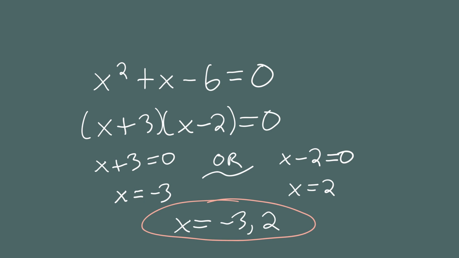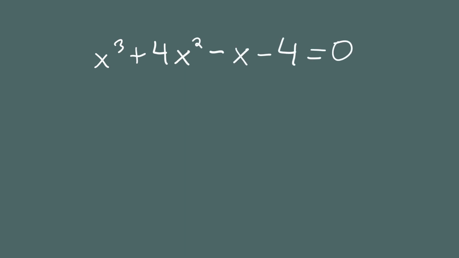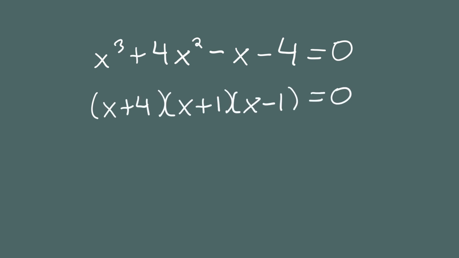Let's see another example. Let's return to the other polynomial that we factored earlier, and that is x cubed + 4x squared - x - 4 = 0. So here we have an equation, and we factored the polynomial on the left-hand side as (x + 4)(x + 1)(x - 1). So in this equation, we have a product of three factors on the left-hand side. Not two, we have three factors: x + 4, x + 1, x - 1. So if this product is 0, then one of these three factors is 0.